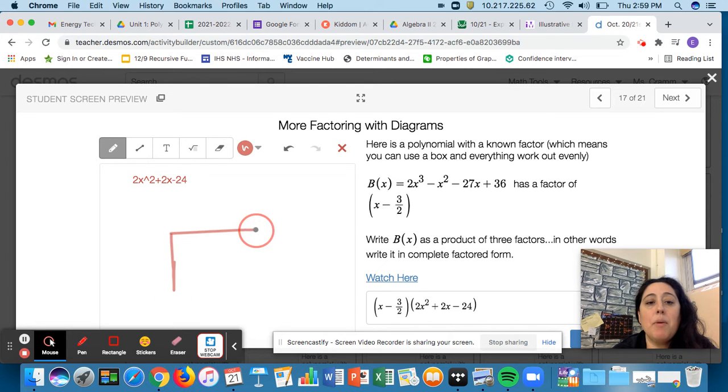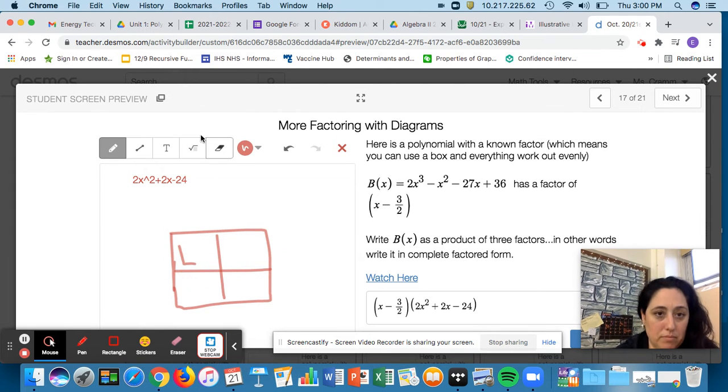Okay, so again, if I'm zooming in, I'm saying, all right, this quadratic is my product. It is what goes inside of the box, right? So I know my first term. My first term goes in the top left hand of the box. So that would be 2x squared. And my negative 24 would go in the bottom right hand corner. And I don't know what these are, but I know that they're both x's, and I know that they will be combining to give me a positive 2x.